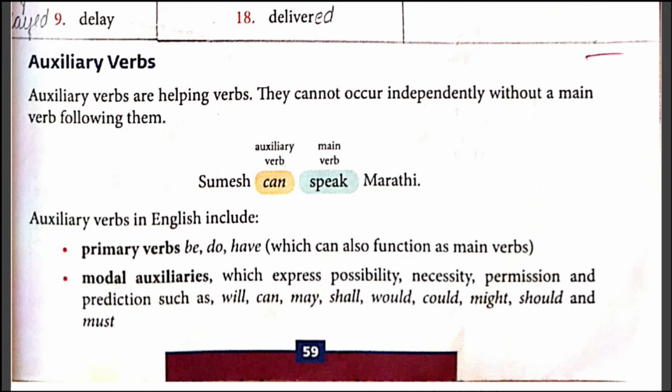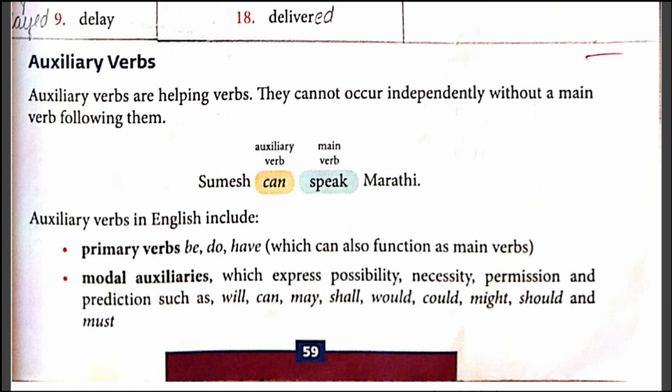Now we have auxiliary verbs. What are auxiliary verbs? Auxiliary verbs are helping verbs. They cannot occur independently without a main verb following them.